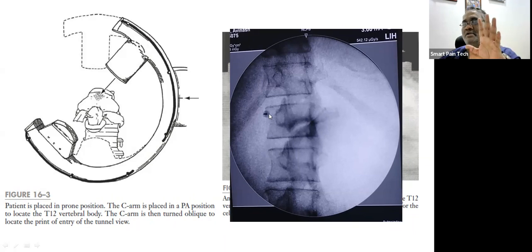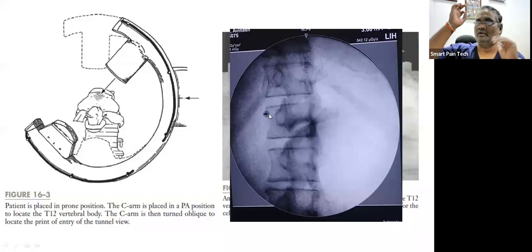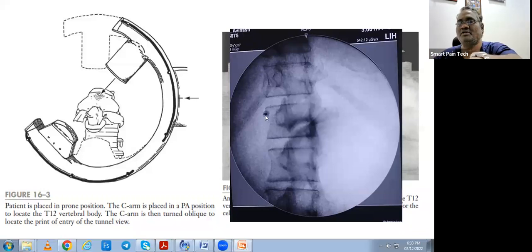At that point, this is your proper oblique angle, and in a trajectory view or tunneled view, you enter and directly go and hit the junction of the transverse process and the vertebral body. I go and hit. You can see my needle. This is how your needle should look in an end-on view. Okay, got it?